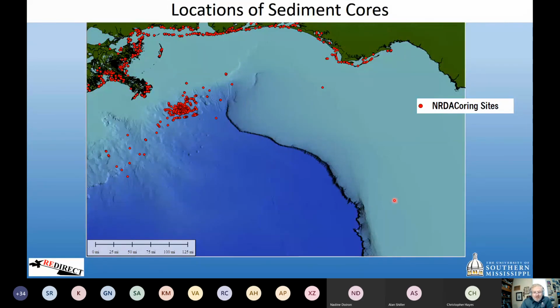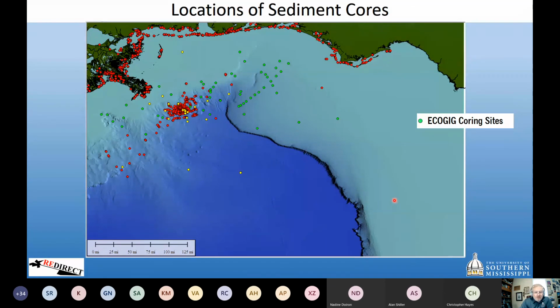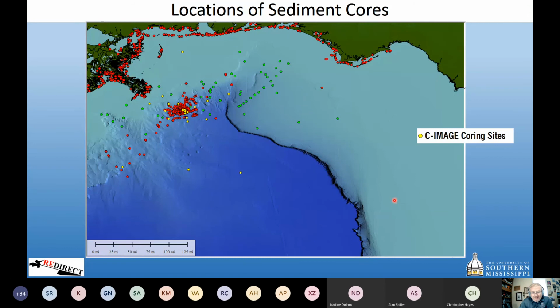So to the sampling, quote unquote, bias here, these are the NRDA coring sites, the red dots. The green dots are C-IMAGE sites. This is mislabeled, and the yellow dots are actually ECOGIG sites. So those two labels got switched. Again, you can see the sampling basically following the direction of the subsurface plume, southwest, northeast.